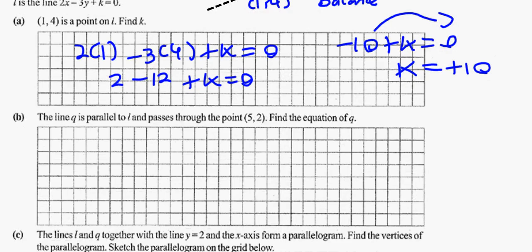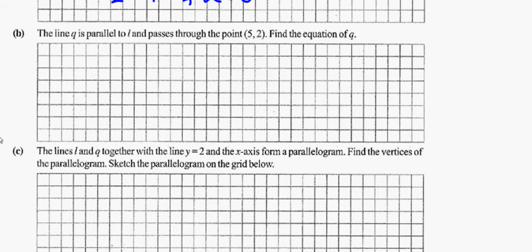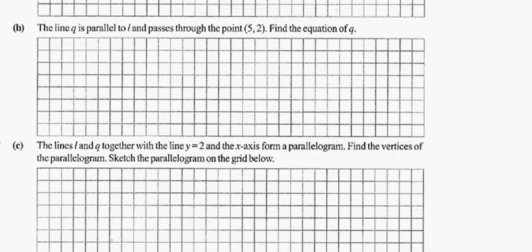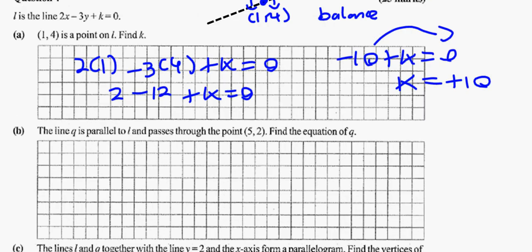The line Q is parallel to L and passes through the point (5, 2). Find the equation of Q. So Q is parallel to L. What find the equation of Q means is we're asked to find the equation of a line. We're going to look into our maths tables and we realize the equation of the line is this here: y minus y1 equals m into x minus x1.